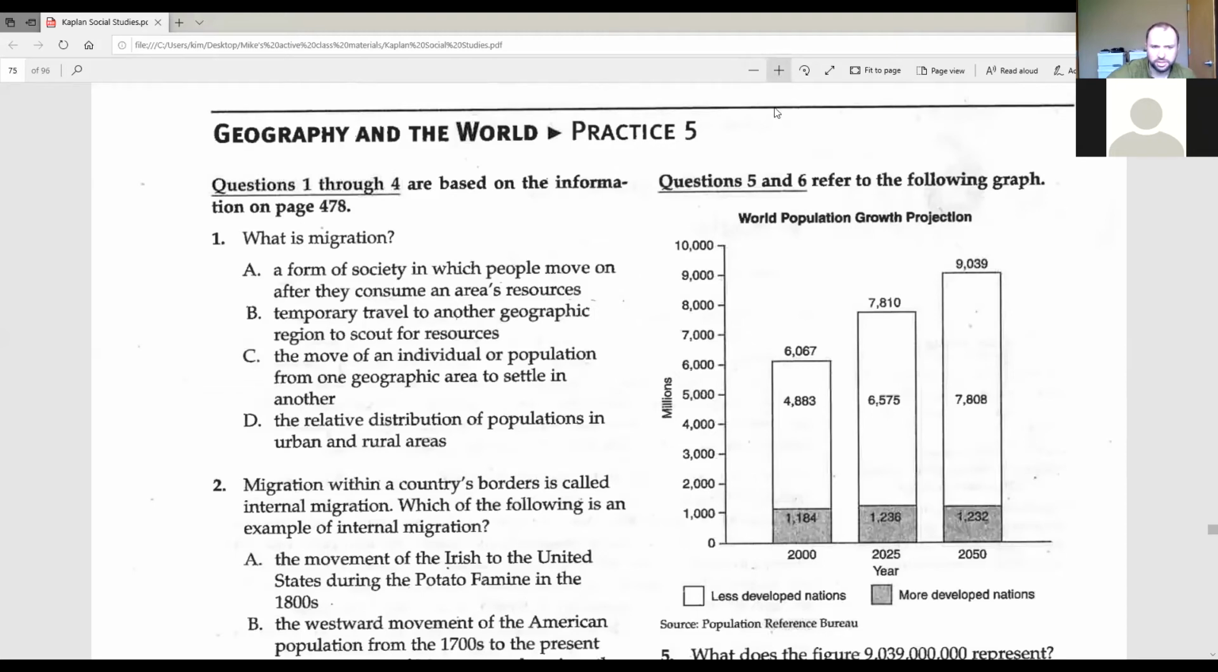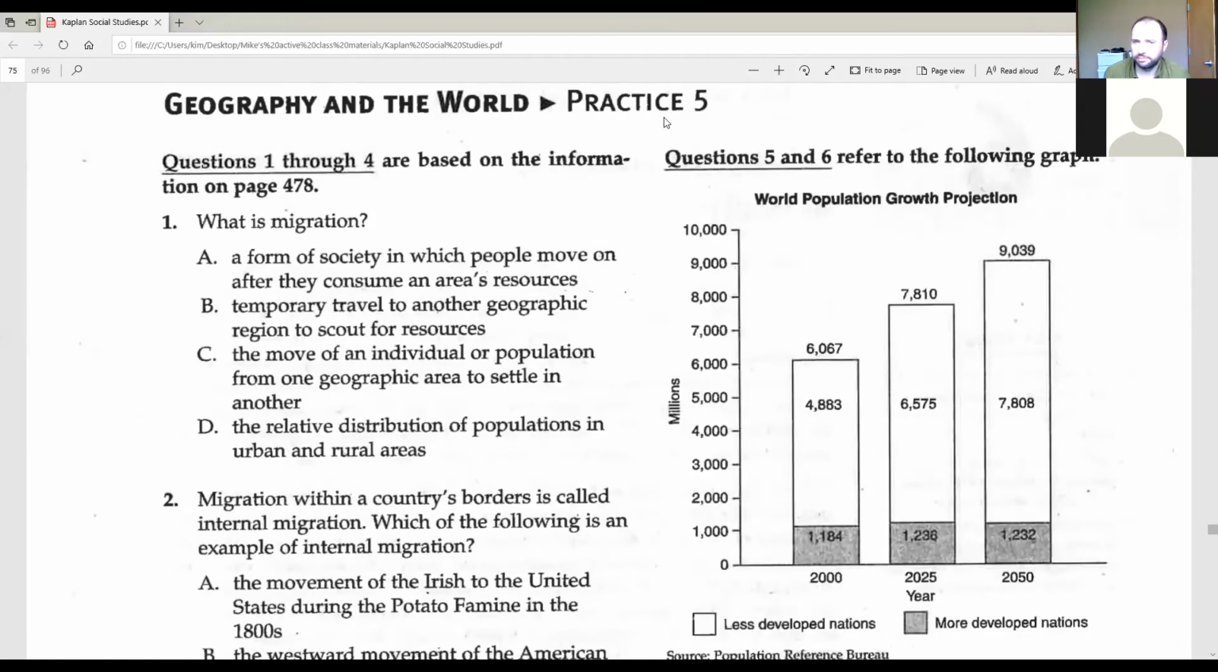Okay. So number one simply says, what is migration? A, a form of society in which people move on after they consume an area's resources. B, temporary travel to another geographic region to scout for resources. C, the move of an individual or population from one geographic area to settle in another. Or D, the relative distribution of populations in urban and rural areas.